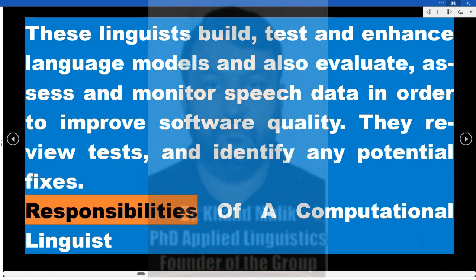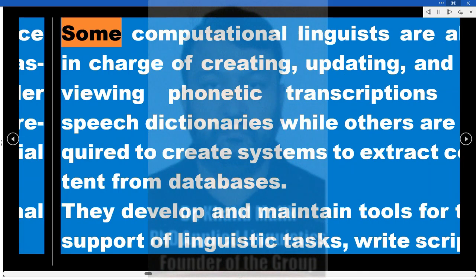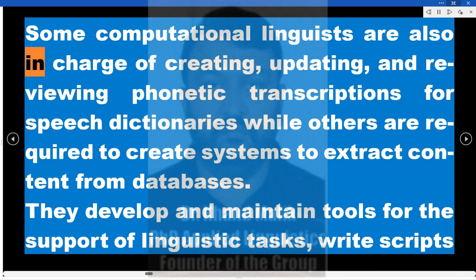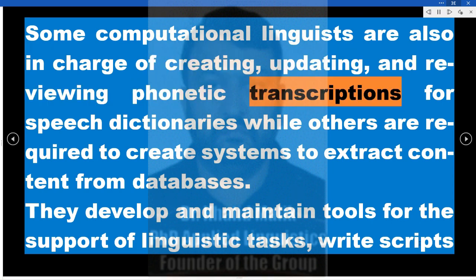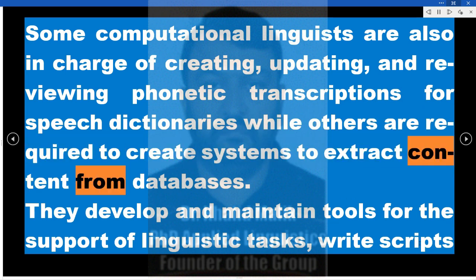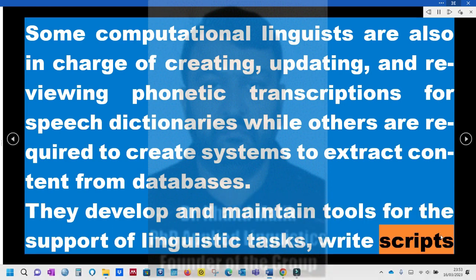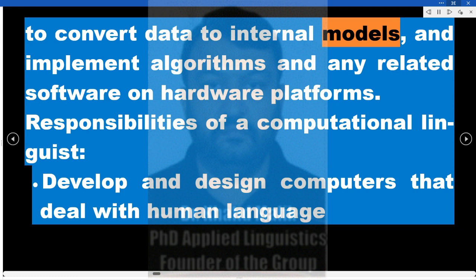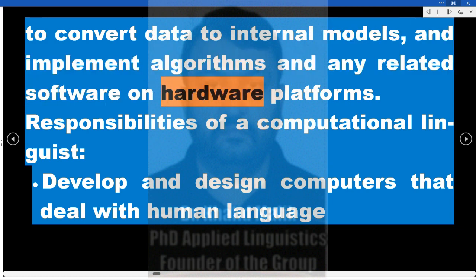Responsibilities of a computational linguist. Some computational linguists are also in charge of creating, updating, and reviewing phonetic transcriptions for speech dictionaries, while others are required to create systems to extract content from databases. They develop and maintain tools for the support of linguistic tasks, write scripts to convert data to internal models, and implement algorithms and any related software on hardware platforms.